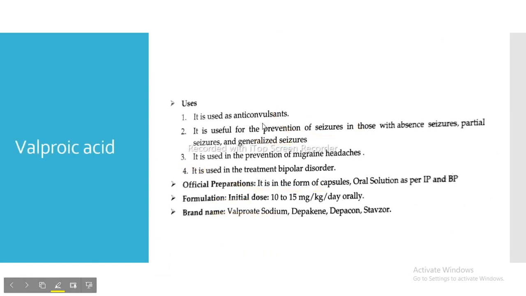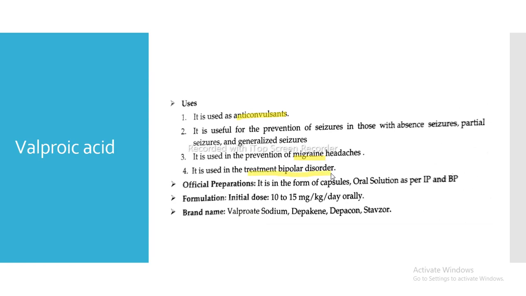Next is the uses. So very first, it is used as an anticonvulsant. This is the most important use. Next, it is useful for the prevention of seizures in those with absence seizures, partial seizures and generalized seizures. We have seen what generalized seizures are, and partial or focal seizures as well. Next, it is used in the prevention of migraine. We have seen what migraine is, a headache on one side. Next, it is used in the treatment of bipolar disorder.